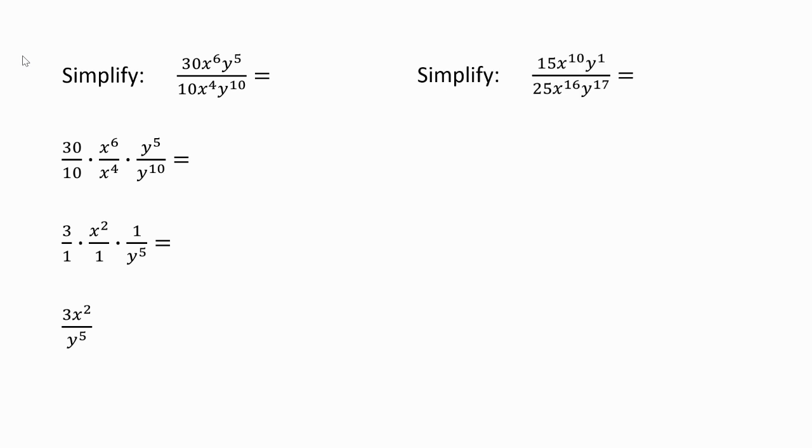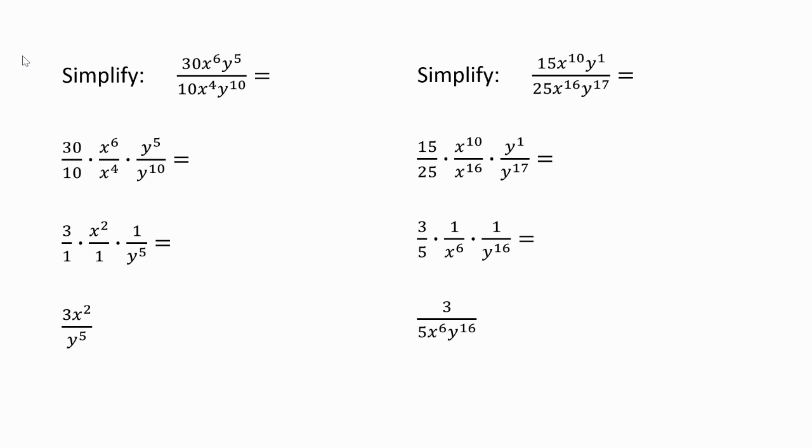Looking at this one, I'm going to split it up by the things that are alike: the numbers, the x's and the y's. For the numbers, 15 over 25, I can take a 5 out of both of those. For the x's, I can take out 10 x's. So if I take 10 x's out of the top, I'll be left with the 1, and on the bottom, I'm going to have 6 x's left. And then for the y's, I can only take out 1 y. So this is what I end up with, and I'll put those back together as a single fraction.